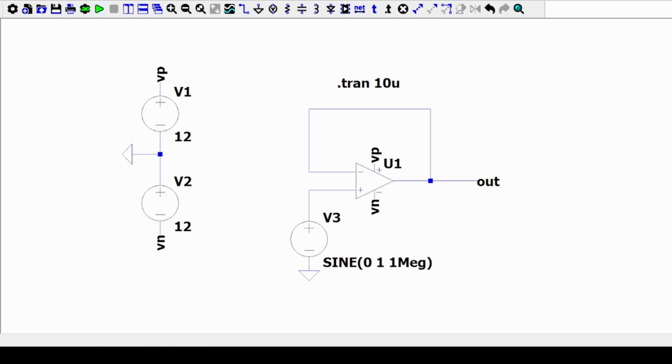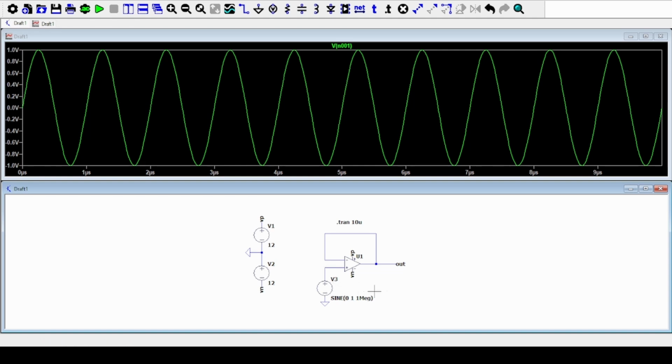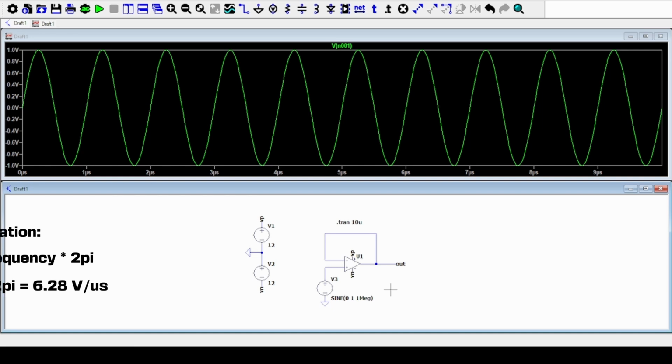Now, I used a square wave example to clearly display the limitations provided by the slew rate on op-amps. However, the same concepts apply for a sinusoidal voltage signal. In this example, I have a sinusoidal voltage signal. This signal oscillates from -1 volt to 1 volt and operates at a 1 megahertz frequency. The slew rate needed so that this signal experiences minimal distortion is the peak voltage times frequency times 2 pi. In this particular case, our slew rate needs to be at least 6.28 volts per microsecond.